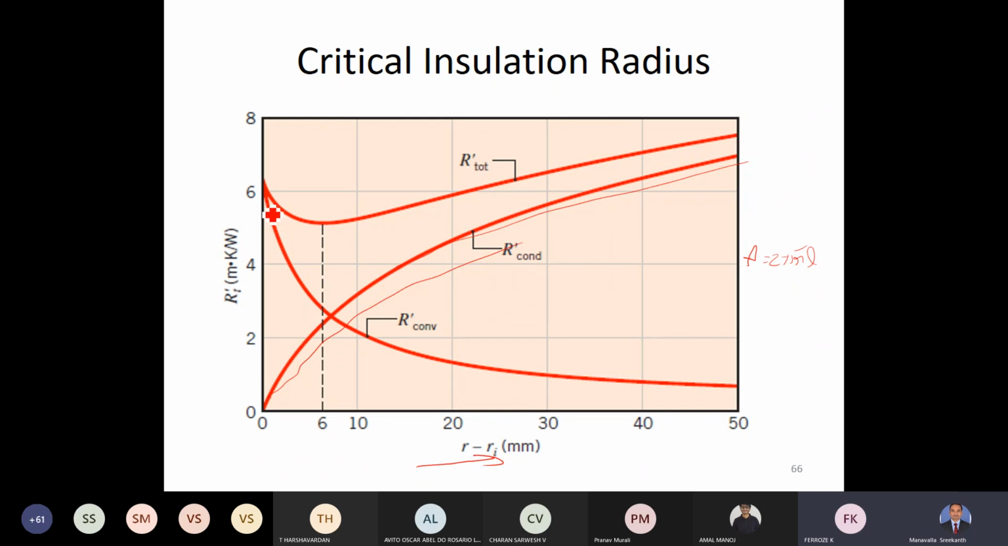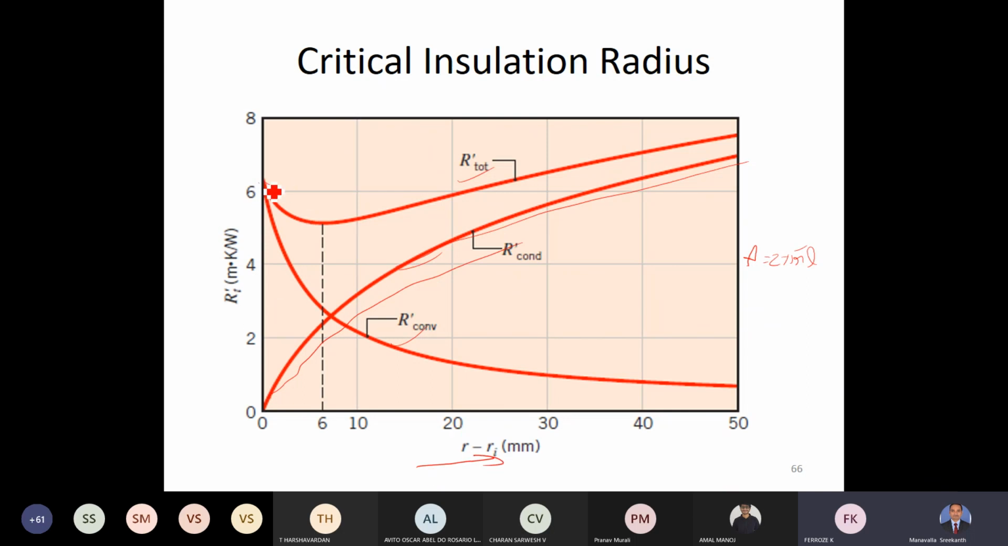Therefore, you see here the convection resistance initially at 0 insulation thickness is maximum, but as the area is increasing, convection resistance is decreasing. Now, if you add these two, conduction resistance and convection resistance, this is called the total resistance. So this is what we have been evaluating. So this total resistance, if you plot against R minus R1, you will see this kind of behavior.